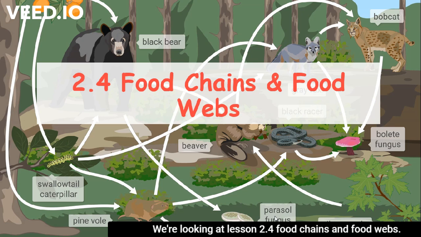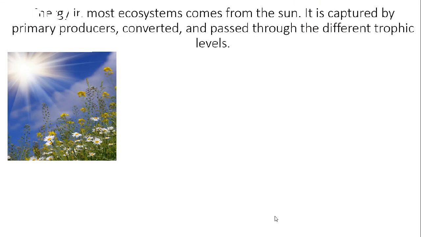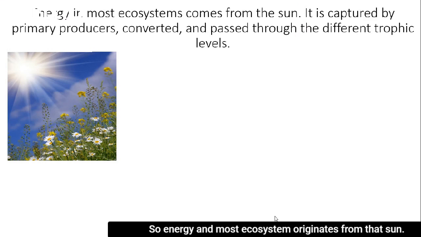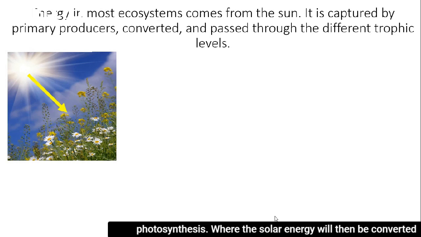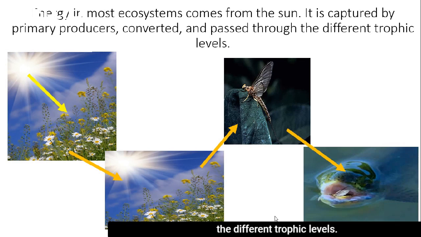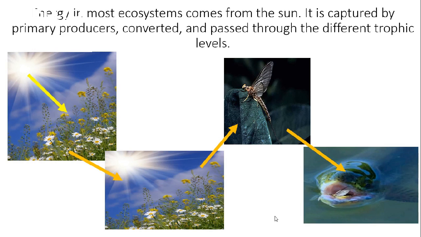Today we're looking at Lesson 2.4, Food Chains and Food Webs. Energy in most ecosystems originates from the sun. It is captured by primary producers through the process called photosynthesis, where solar energy is converted into chemical energy. And then that energy is passed through the different trophic levels.